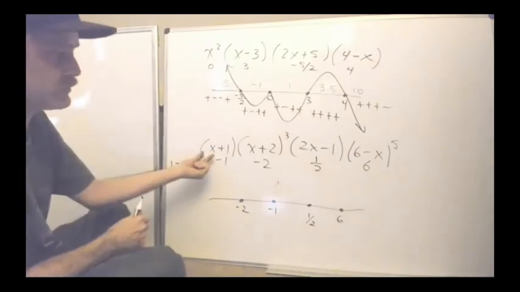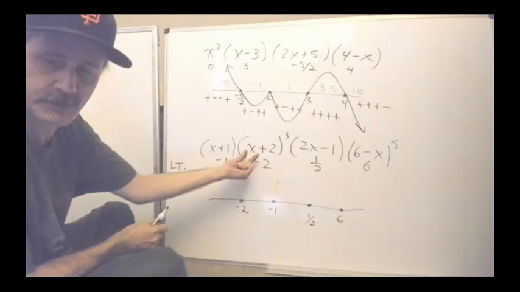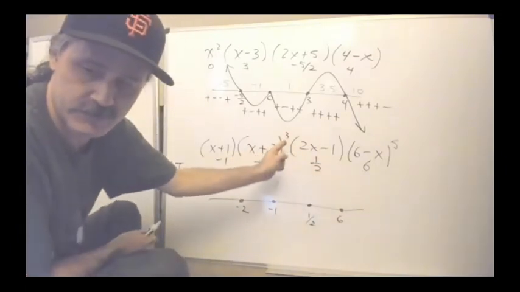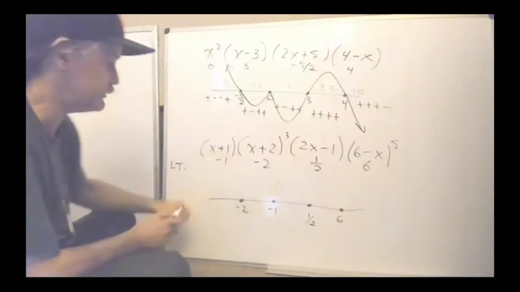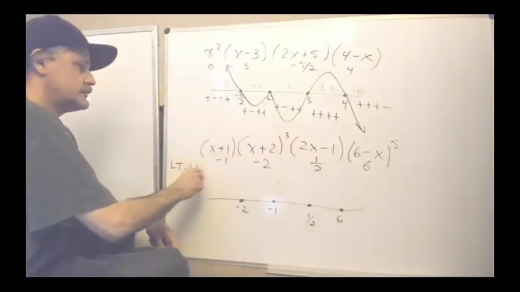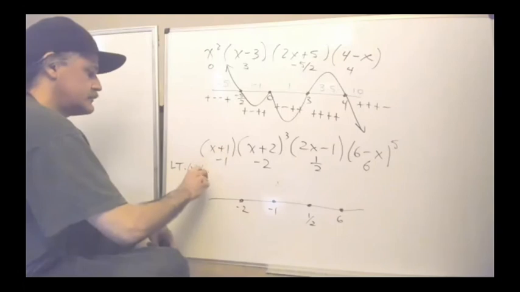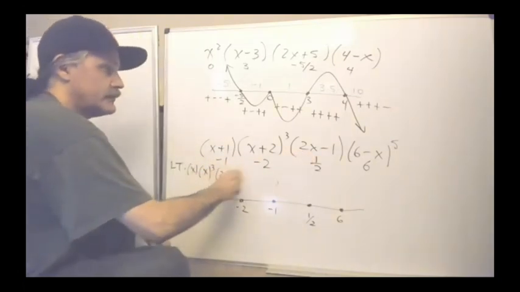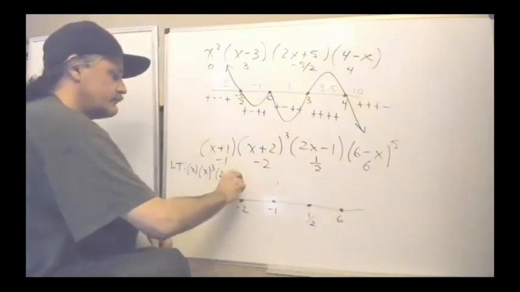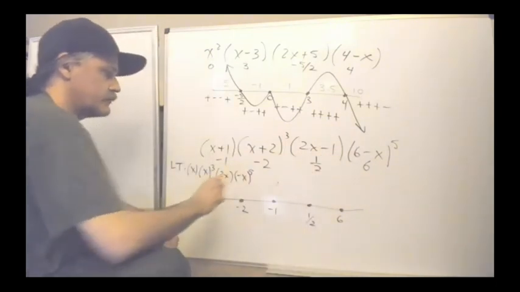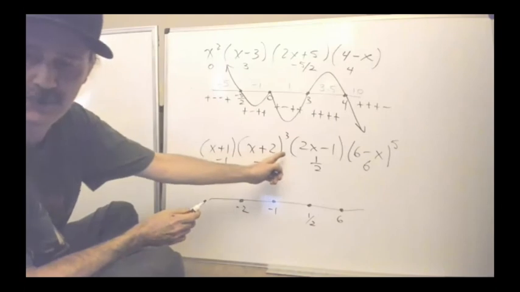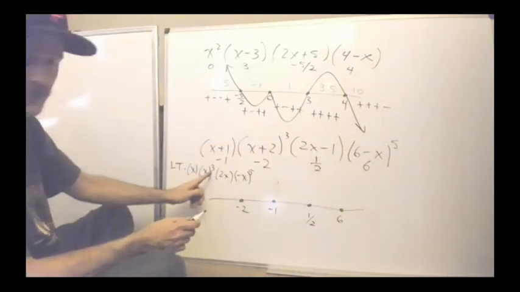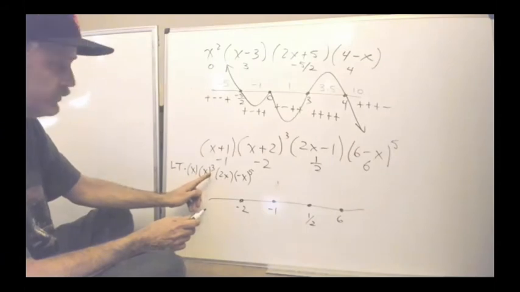All right, so the leading term comes from all of the exponents that are in the binomials. Now we've got to include the exponents on the binomials too. So we're going to have our x, then our x to the third power, then our 2x, and then our negative x to the fifth power. So we're just removing the numbers. We're only keeping the variable part of the binomial, and we're also including the exponent on the binomial.